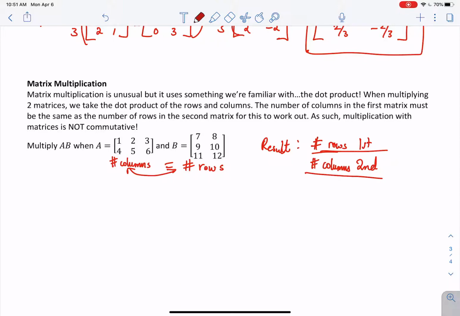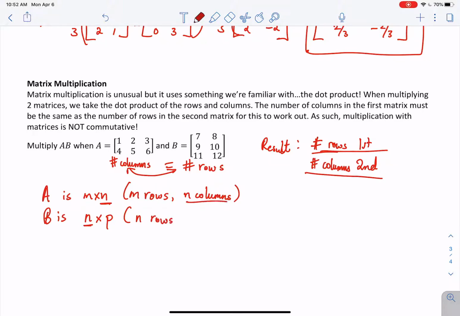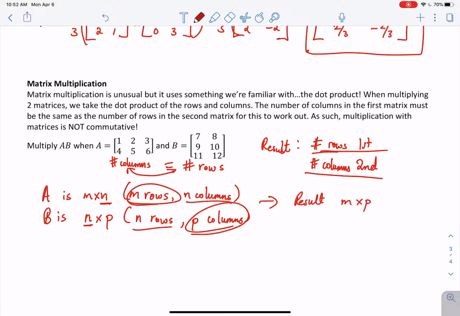Usually we write matrix sizes as rows times columns. So when I say a matrix A is m by n, that means it has m rows and n columns. B has to be n by p, right? So that number has to be the same, where it's n columns, n rows. But these could be different. The number of rows and number of columns could be different. Our result will be an m by p matrix.